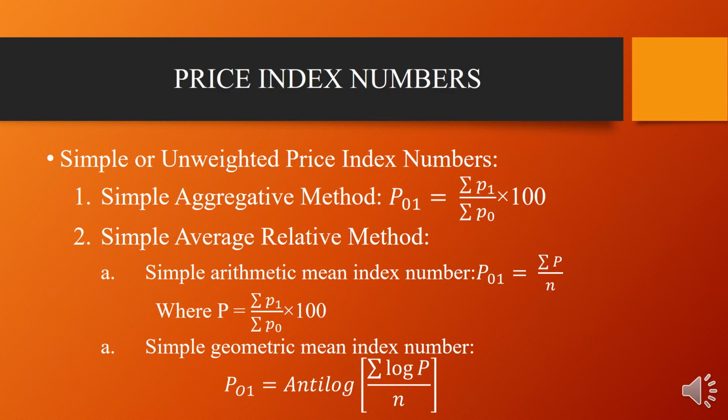Among these two methods, simple arithmetic mean and geometric mean index number, the geometric mean index method is very accurate and gives the most accurate result, but it is very difficult to calculate, and therefore normally arithmetic mean index number is popularly used in the calculation of index numbers.